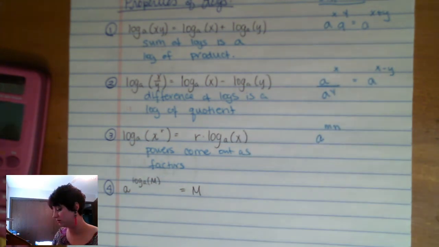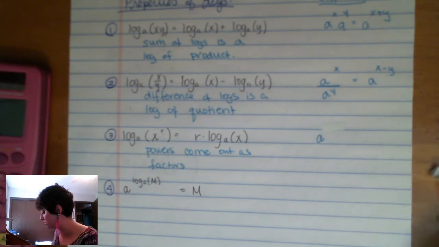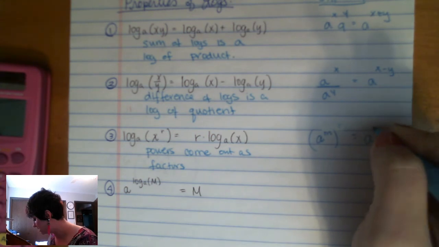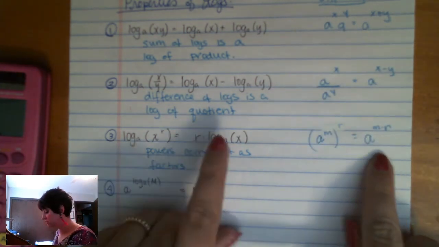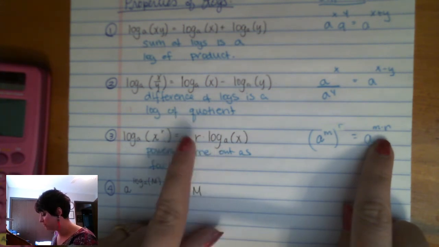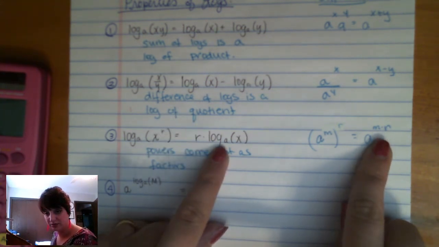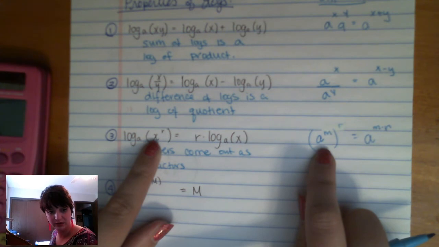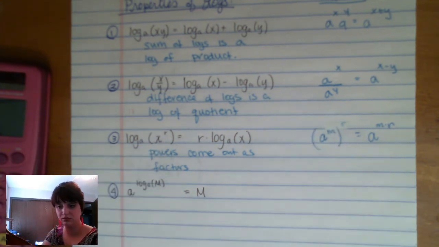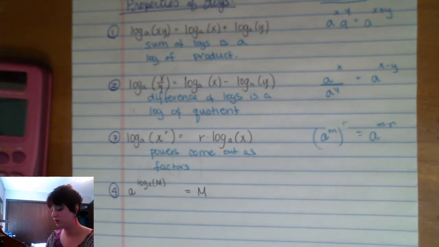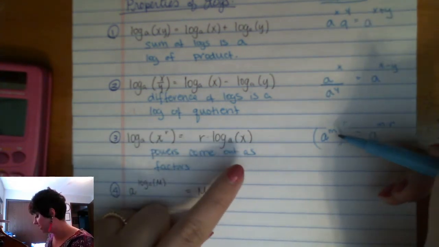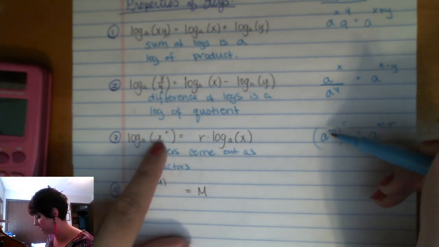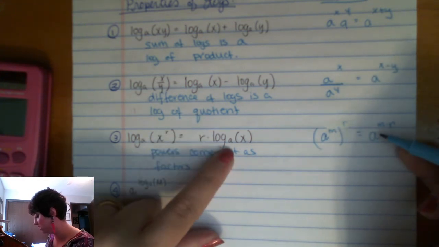No, let me rewrite it. I want to write it so that it's like the same order as the logarithm one. A to the m, all to the r, is a to the m times r. So on the right, I'm multiplying exponents. R is an exponent. Log base a of x is an exponent. On the left, I'm raising something that's already been raised to a power again. Power to a power. X is some sort of power, some power of a. Raised to a power, you multiply the exponents.